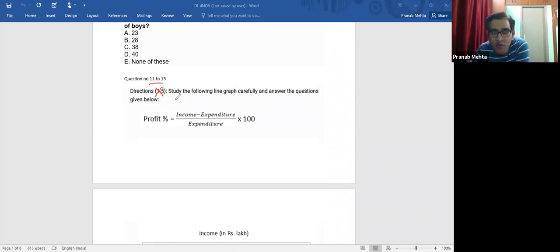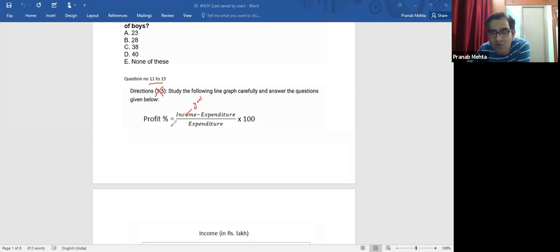The direction: study the following line graph carefully and answer the questions below. Since it is a line graph, the data will be on the easier side. I don't need to worry about the data, but I need to understand this. They're saying profit percent is given by (income minus expenditure) by expenditure into 100. And if you see, in the data they're talking about income. Income value has been given to us in a graph. So income we are getting from the graph.